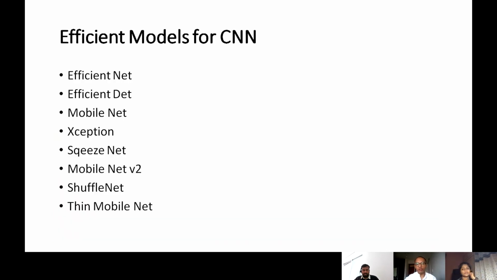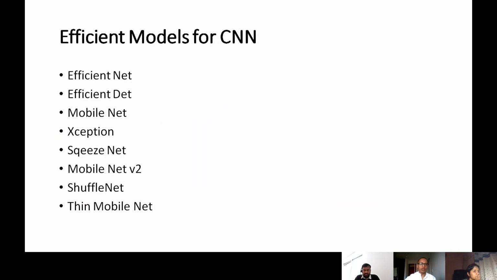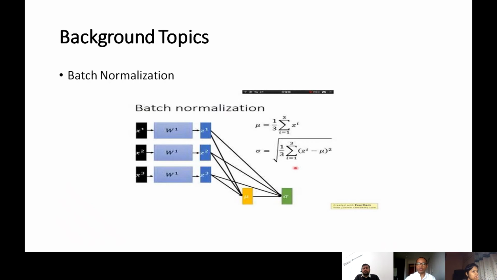Now when we talk of efficient CNN models, there have been multiple models already launched, like EfficientNet, EfficientDet, MobileNet, Xception, SqueezeNet, MobileNet version 2, ShuffleNet, and Thin MobileNet. Many of these efficient models actually work on the concept of depthwise convolution. So we'll be talking about some models which work on depthwise convolution, but before that we'll be talking about the basic background topic used in all of these models, which is batch normalization.